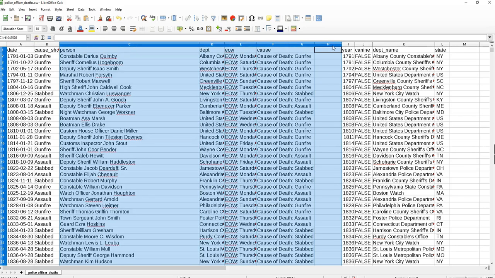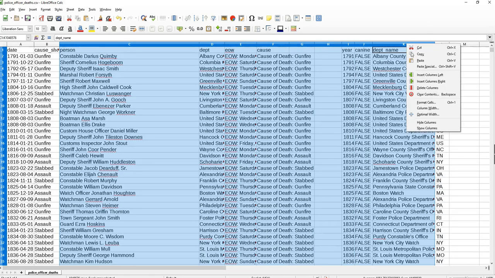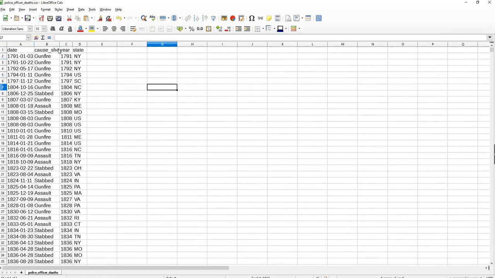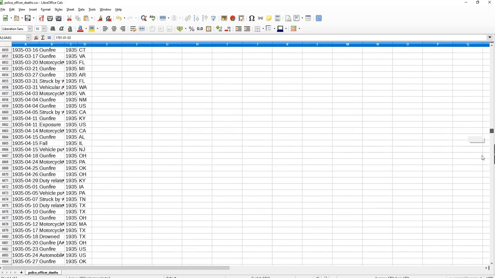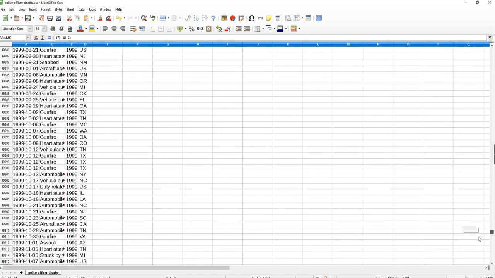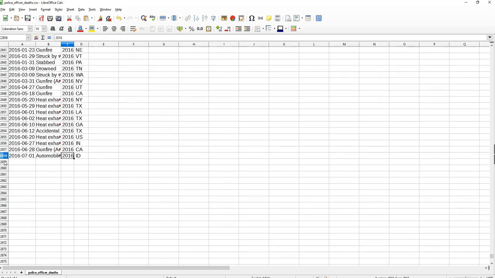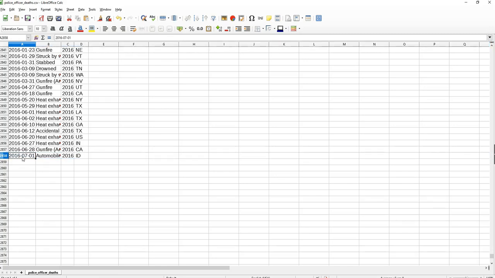So I'm going to delete all this other information that we don't need. Maybe I'll keep state just because it might be interesting. But I'm just going to keep date and cause. All right, so we've kept the date, including the year, the cause, and the state. Right off the bat, I'm going to delete anything before 2000, just because it's unlikely that we're going to analyze anything before 2000. So we see a total of 2,858 fallen officers. Looks like the most recent data is from July 2016.